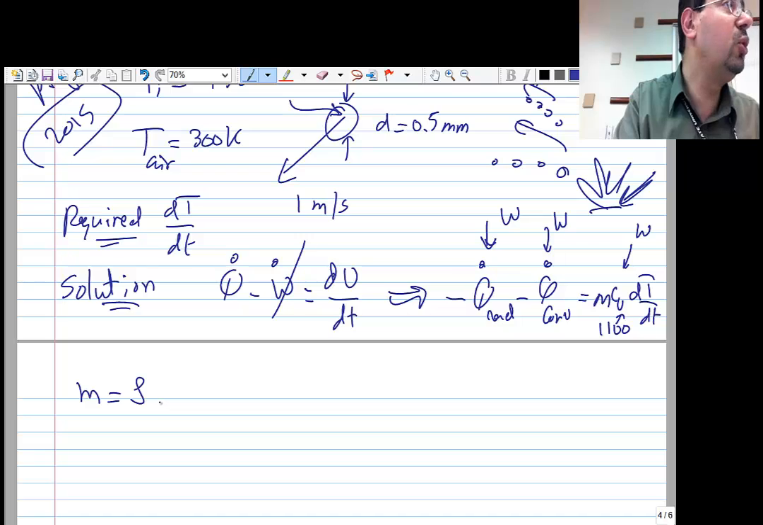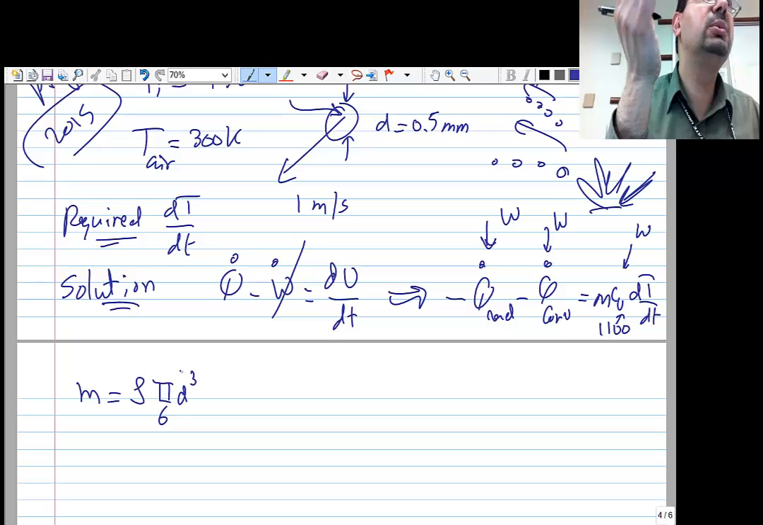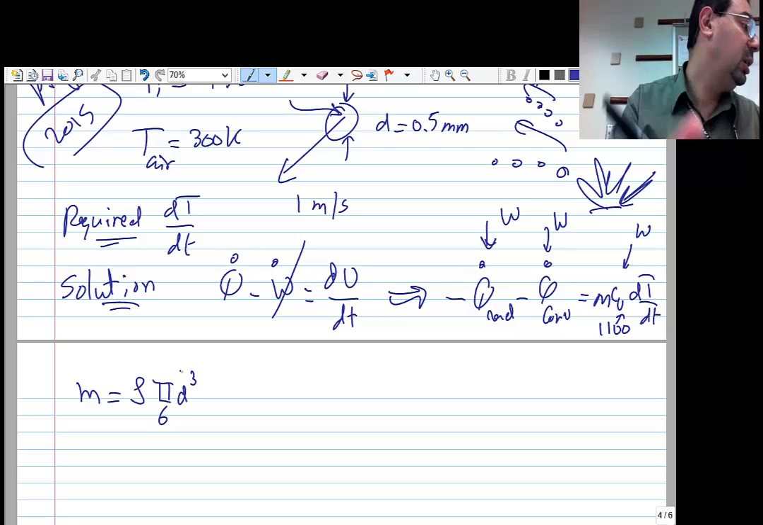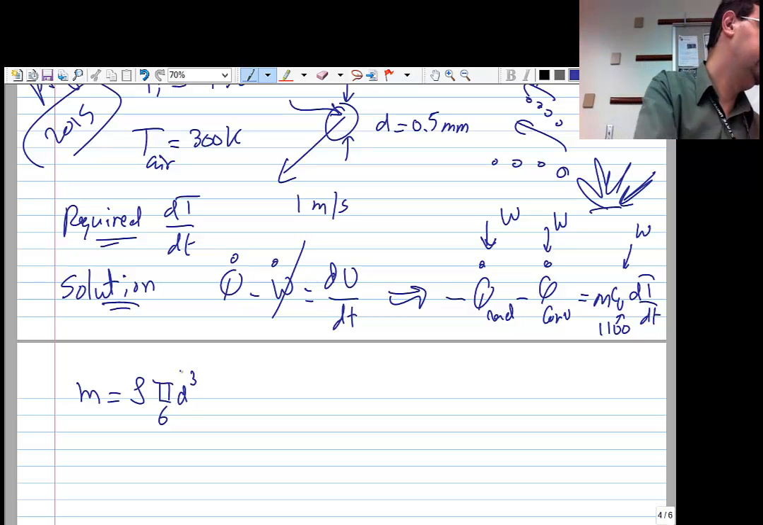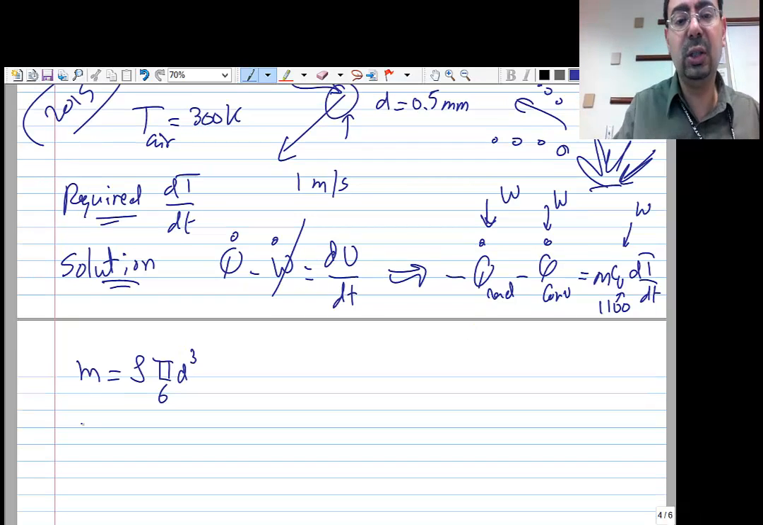So M is rho multiplied by the volume, and the volume for a droplet is pi over 6 d cubed. It's also 4 over 3 pi r cubed, the same thing. So now we have the volume and we have the CV. All we need is Q convection and Q radiation.